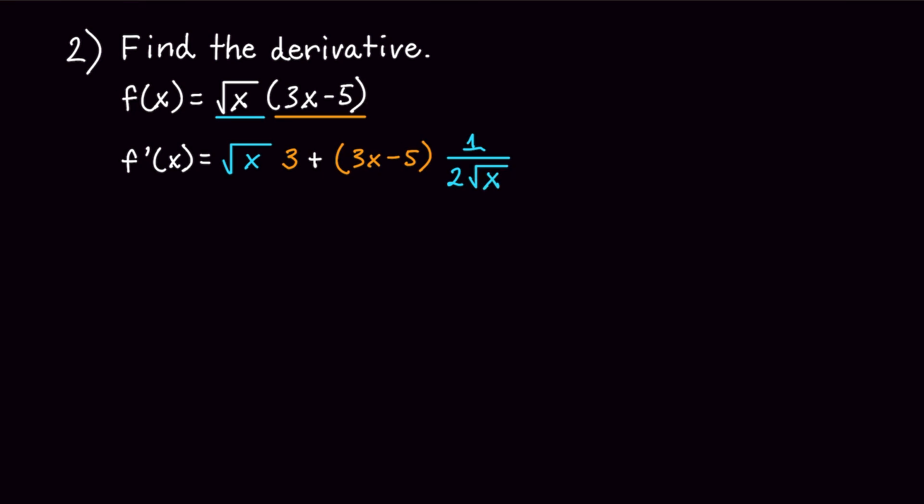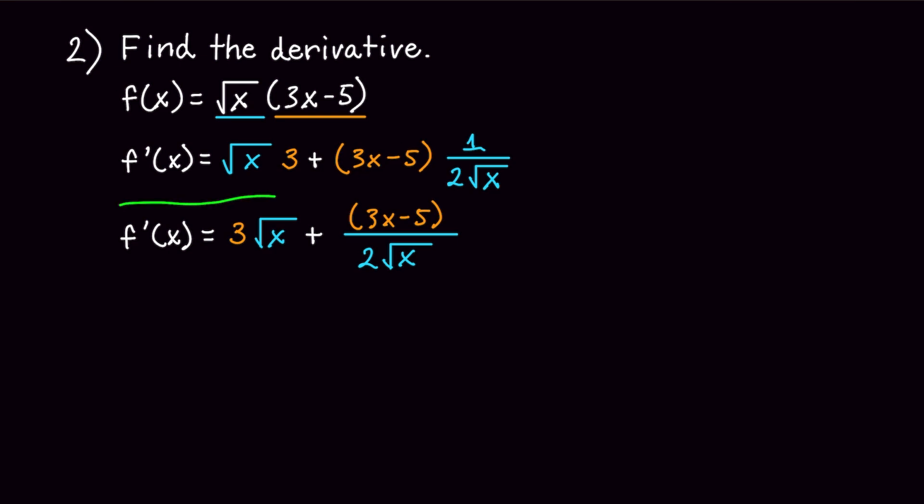And let's just clean this up a little bit. So we have f prime of x is equal to 3 square root x plus 3x minus 5 divided by 2 root x.